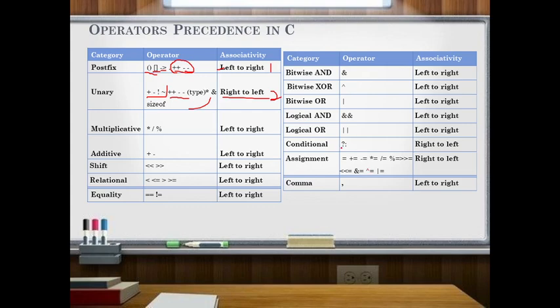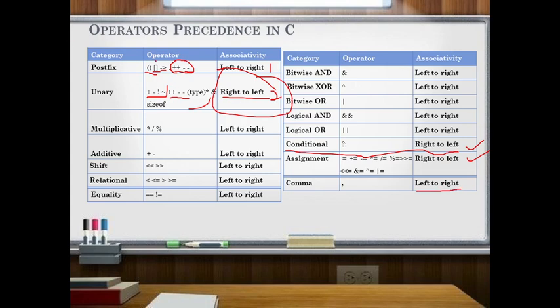But the conditional operator has right to left, and your unary operators have right to left. Conditional operator is right to left. Assignment is also right to left, but the comma operator performs left to right.